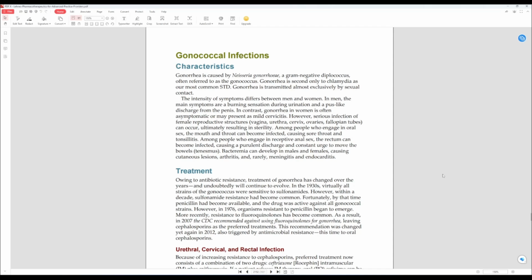in sterility. Among people who engage in oral sex, the mouth and throat can become infected, causing sore throat and tonsillitis. Among people who engage in receptive anal sex, the rectum can become infected, causing a purulent discharge and a constant urge to move the bowels. Bacteremia can develop in males and females, causing cutaneous lesions, arthritis, and rarely, meningitis and endocarditis.